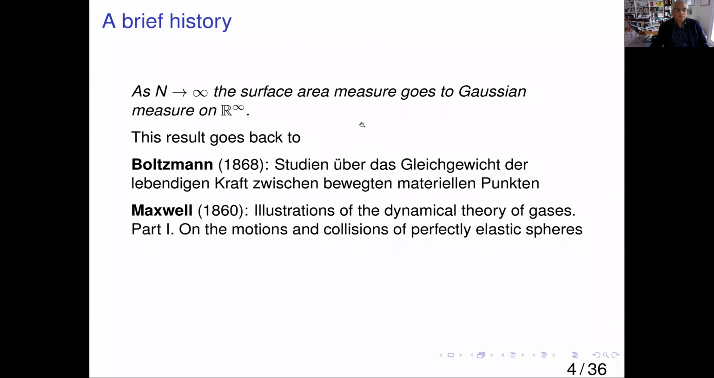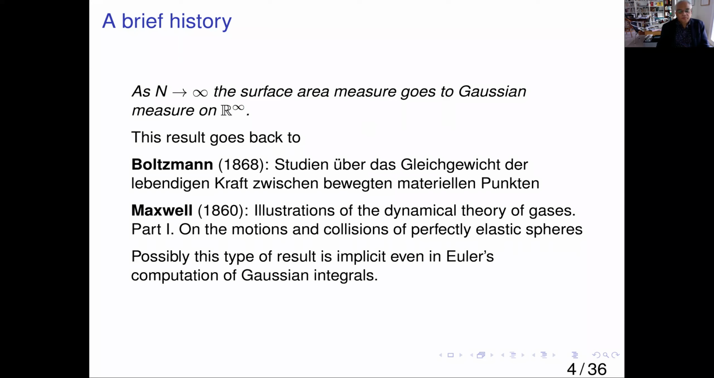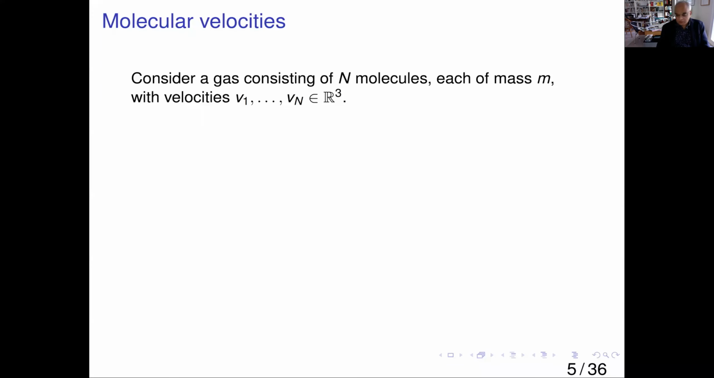So a little bit of history. One of the early versions of this result was in a paper of Boltzmann in the context of physics, for he was studying the motion of molecules in a gas. And there was also Maxwell, who was studying the same kind of problems around the same time. Now, I looked at both their works, and it seems Boltzmann's approach is closer to what we will be describing. And also, I noticed that in Euler's approach to the integration of e to the minus x square dx from 0 to infinity, there are elements of this kind of thinking: do something for n and let n go to infinity.